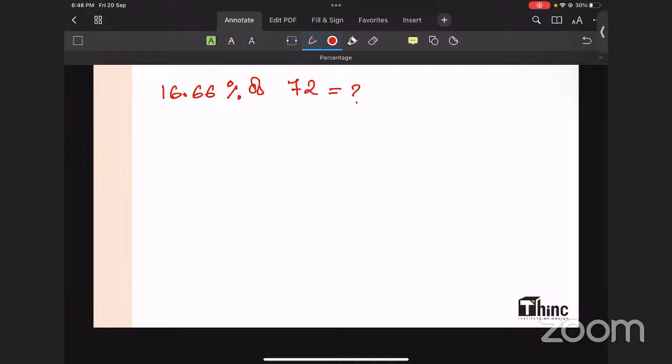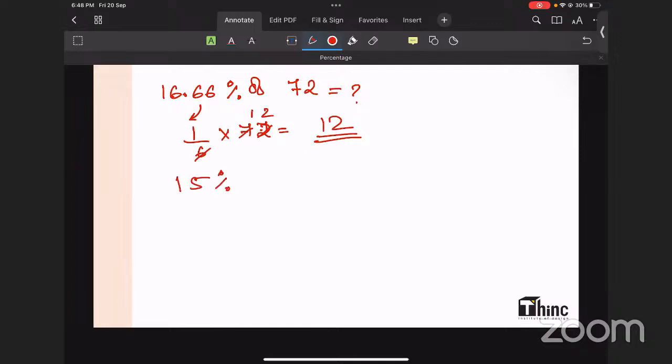Okay, so 16.66% of 72. 1/6. I got plenty of answers here. Very good. 1/6 into 72. Cancel this: 1, 12, and it is 2. So 12 is the right answer. See, this is the base idea of this. And now we will try another one.